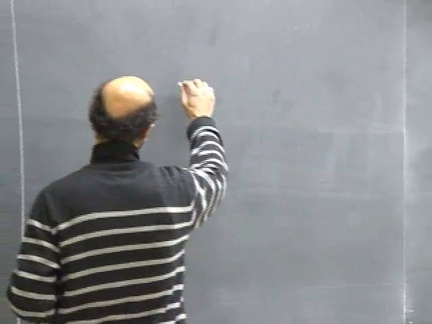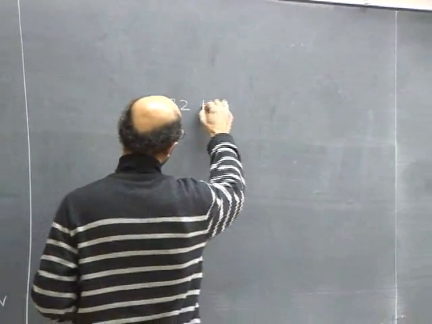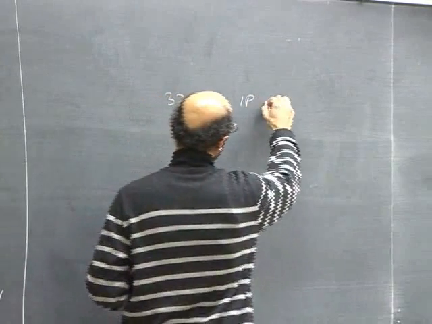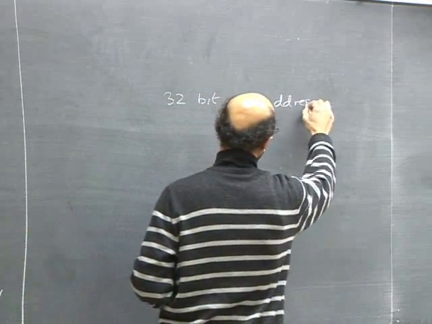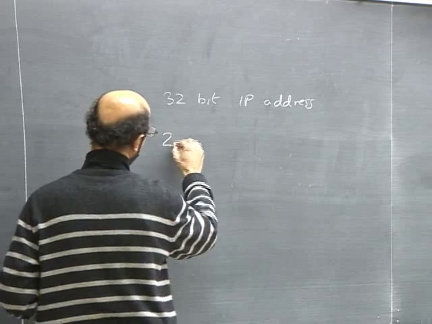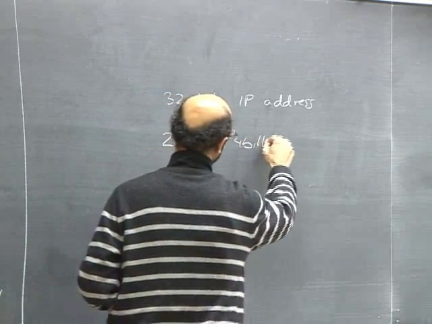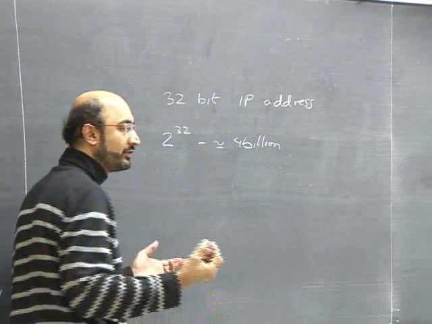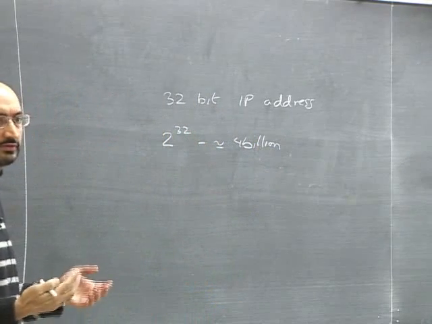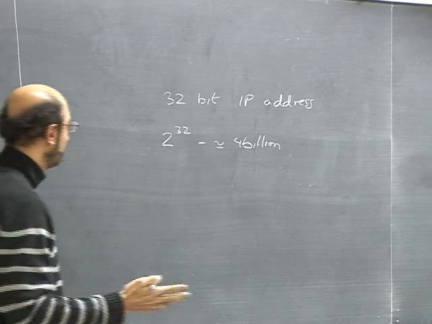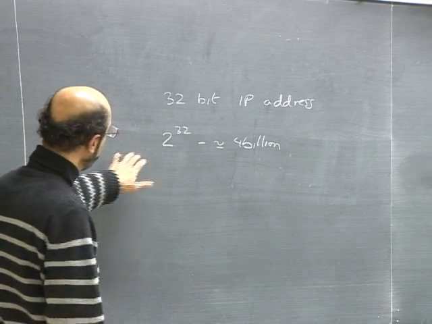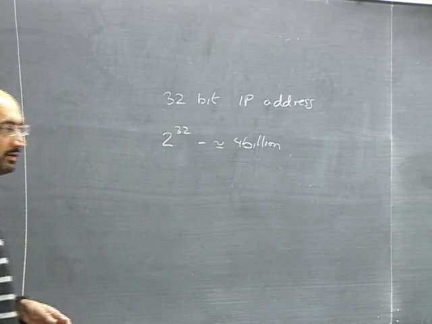More specifically, if you take the space of all addresses, we have a 32-bit IP address. This corresponds to 2 to the power 32, approximately 4 billion endpoints. We have more than 4 billion endpoints right now because we can share addresses using NAT, and we'll come to that in a minute. But still, 4 billion is quite a lot.